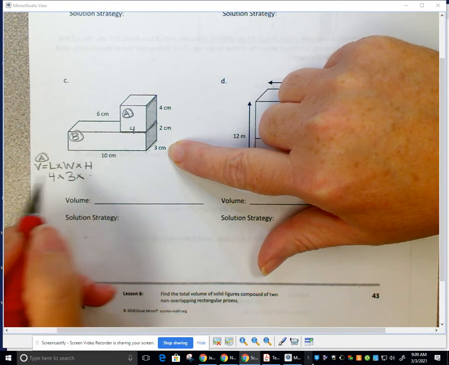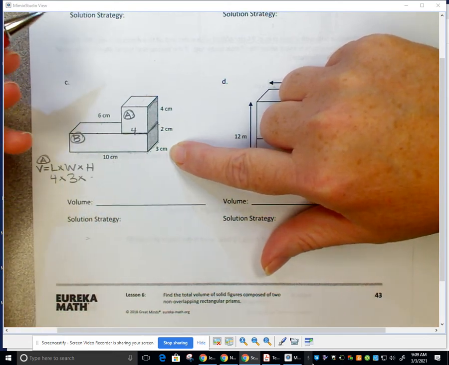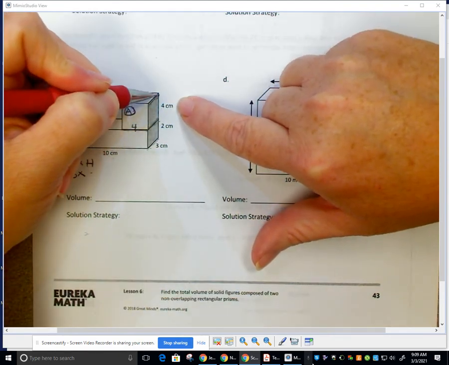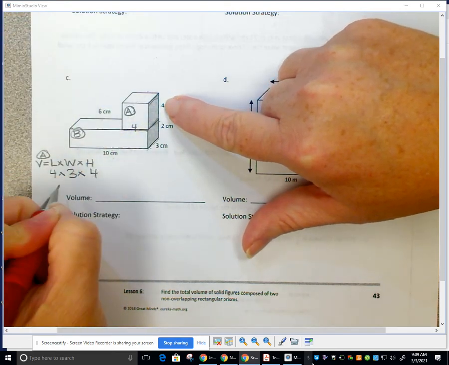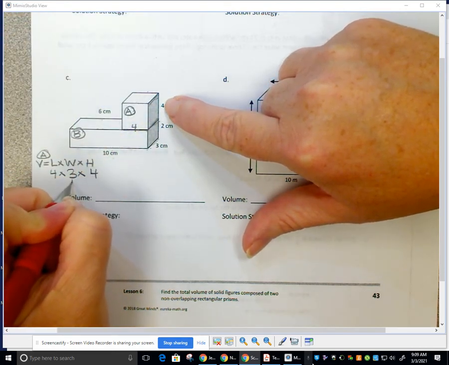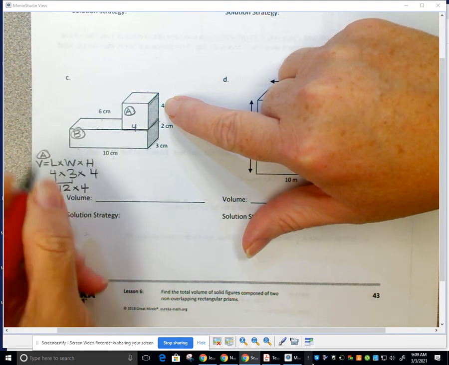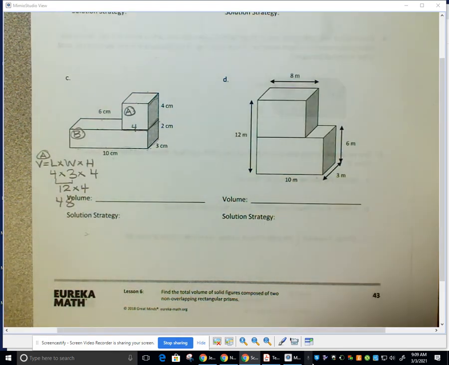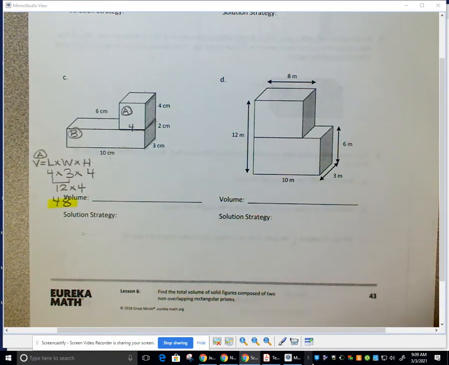And the height. The height is bottom to top, right? And I'm doing the top one, so I want from here to here, and they're telling me this is 4. Okay? So 4 times 3, that's 12. And 12 times 4, that's going to be 48. So 48 is one volume. That's going to be my volume for A.